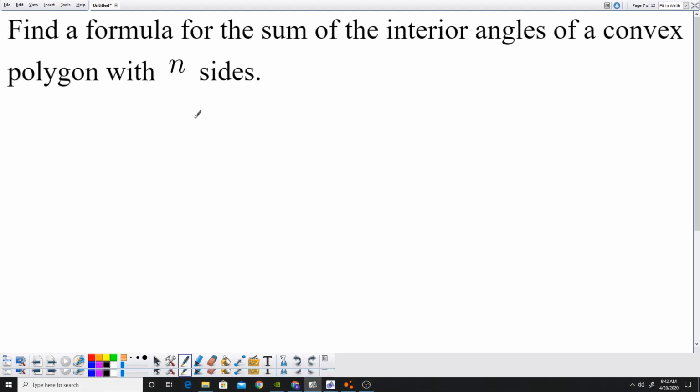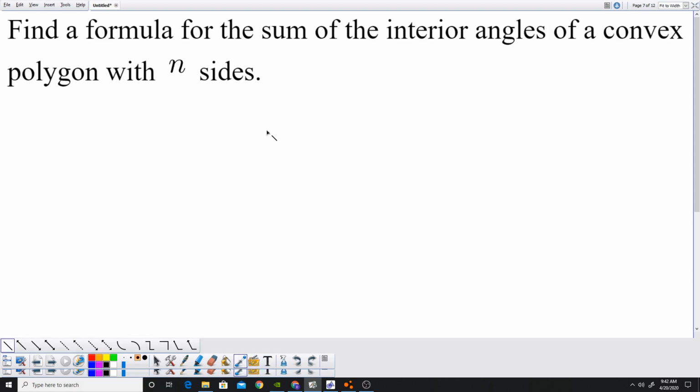Okay, our next problem says to find a formula for the sum of the interior angles of a convex polygon with n sides. Now, if you remember, convex is kind of like our regular shapes, where it means none of the interior angles are greater than 180. And a polygon with n sides just means any amount of sides we can think of.